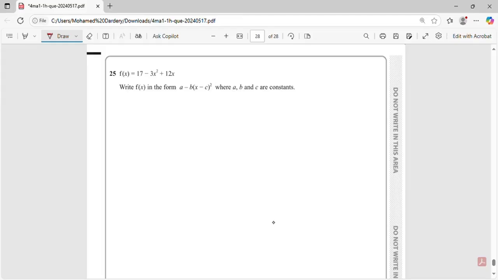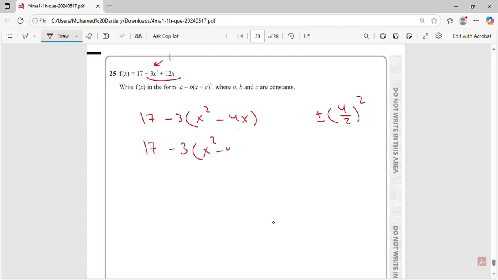In question number 25, he asked me to put this equation in the form of this form. Of course, this form reminds us of the perfect square. So in this situation, I have to make sure that the coefficient of x power 2 is 1. So I will take negative 3 as a common factor from this bracket. So it will be 17 minus 3, open the bracket. It remains x power of 2, of course, minus 4x. After this, my friends, I have to look at the coefficient of x, which is 4. I will divide it by 2 and power of 2, then add all 9s. So it will be 17 minus 3x power of 2 minus 4x. Of course, it will be once plus 2 power 2, once minus 2 power 2.